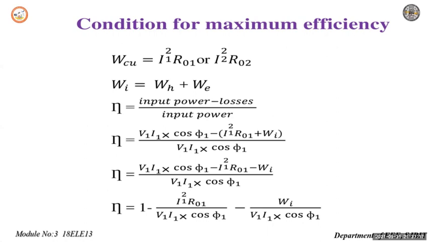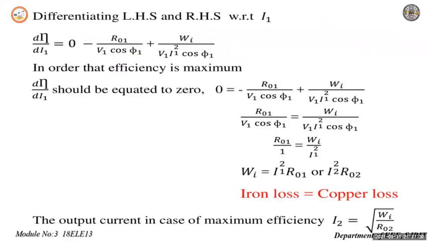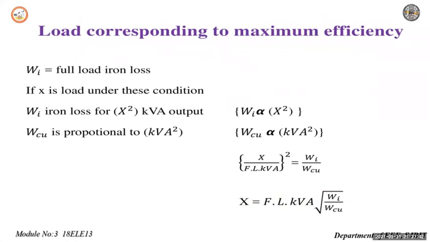So for maximum efficiency, it should be differentiated with respect to the variable and equated to 0. When we do that, we land up with this relation we are doing here. We finally arrive at the condition to achieve maximum efficiency: iron loss is equal to copper loss.